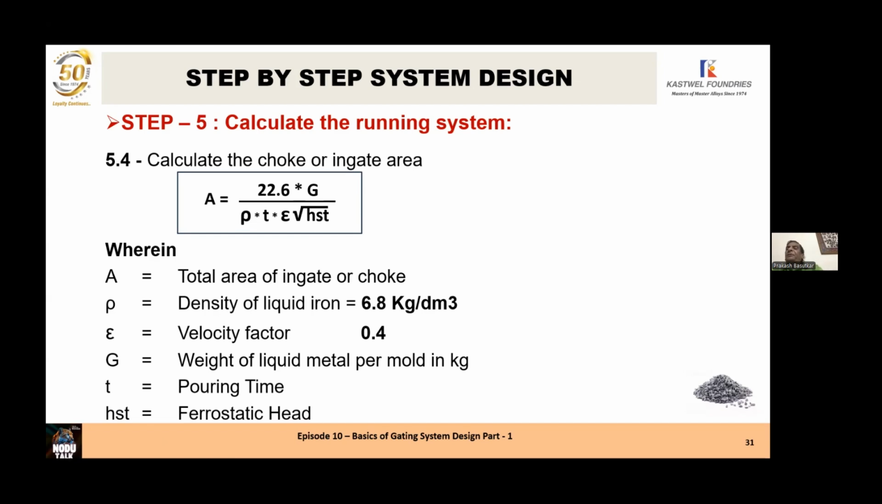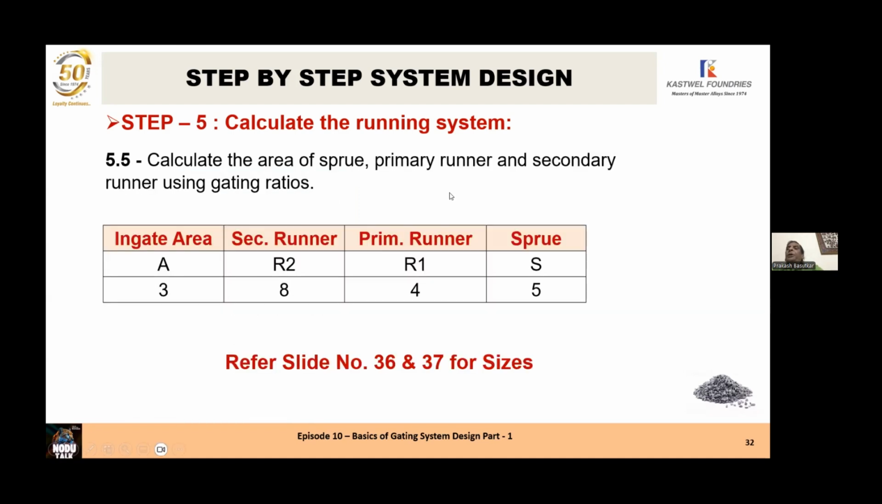The friction loss factor here is between 0.4 and 0.6, but assume 0.4 because the sand surface is quite rough. So metal loses velocity because it moves on the rough surface. G is the weight of the liquid metal per mold in kg, T is the pouring time and HT is the ferrostatic head. We have discussed all these individual parameters earlier. Calculate the choke area, primary runner area and secondary runner area gating ratio. The gating ratio, I told you in the second slide, is a relationship between the area of the choke, the area of the runners and the area of the ingates.